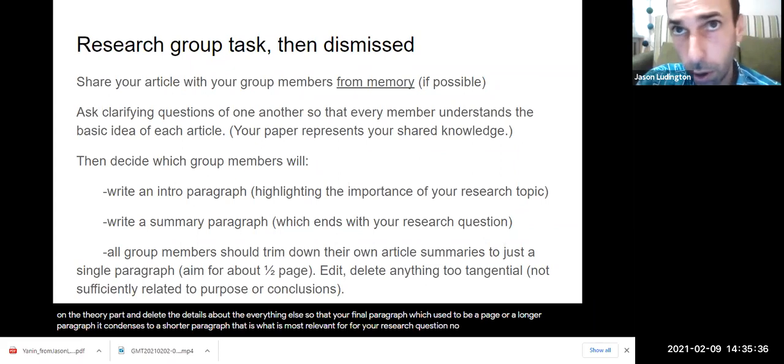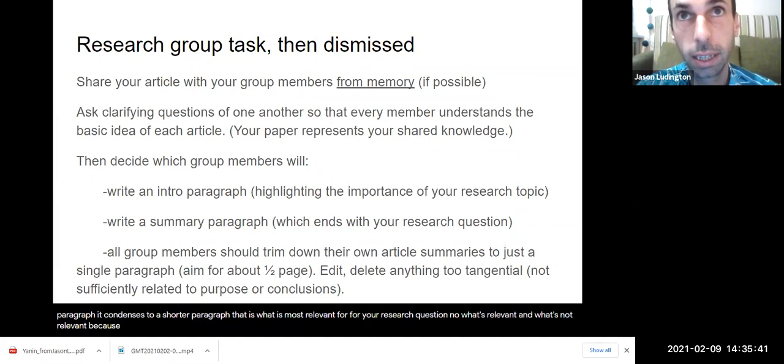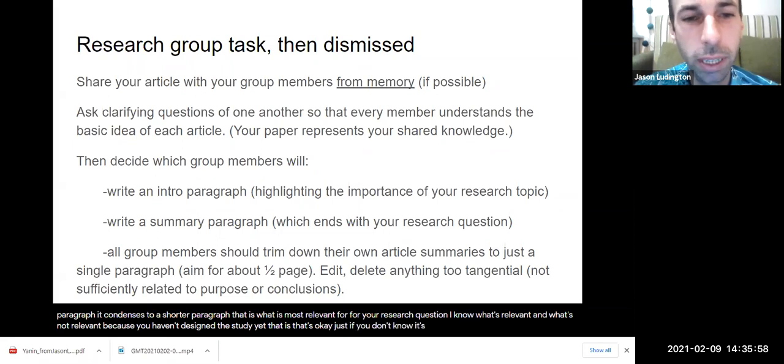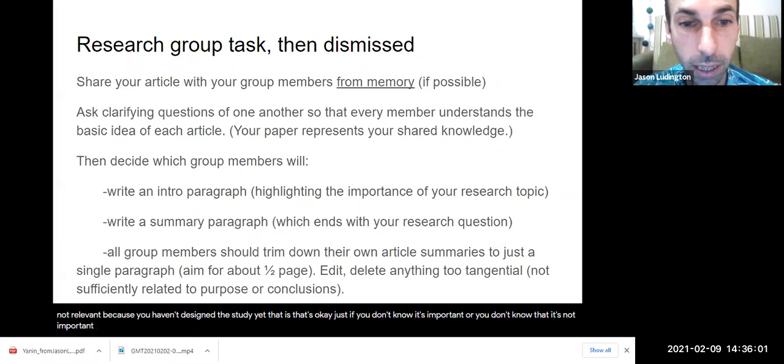You might not know what's relevant and what's not relevant because you haven't designed the study yet. That's okay. If you don't know it's important or you don't know that it's not important, then keep it. Keep it just in case. Just delete and limit the details that are less important.